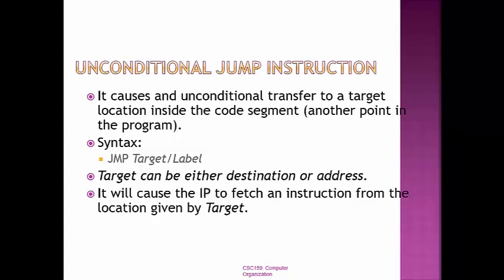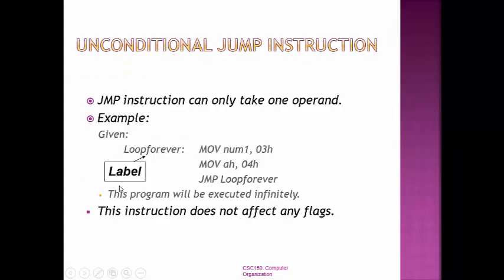The unconditional jump instruction causes an unconditional transfer to the target location inside the code segment. The syntax of the unconditional jump instruction is JMP and then the target or label. The target or label is the destination you will jump to. It will cause the IP to fetch an instruction from the location given by the target. Let's look at an example.